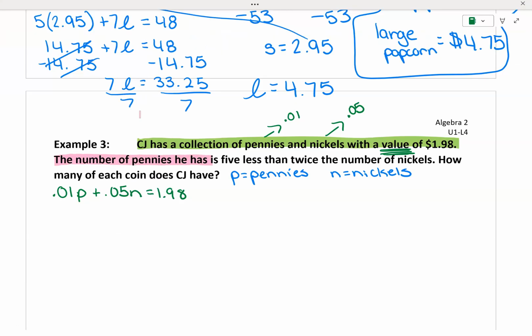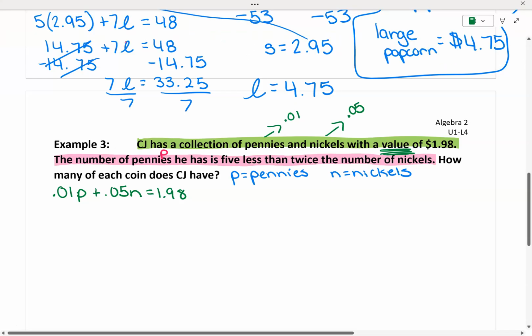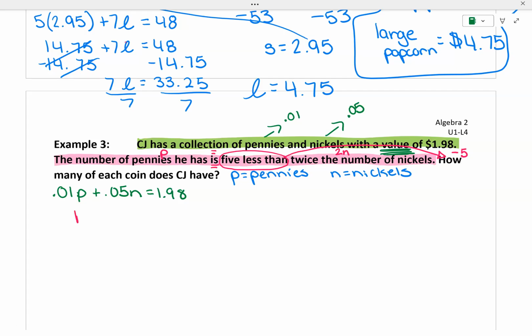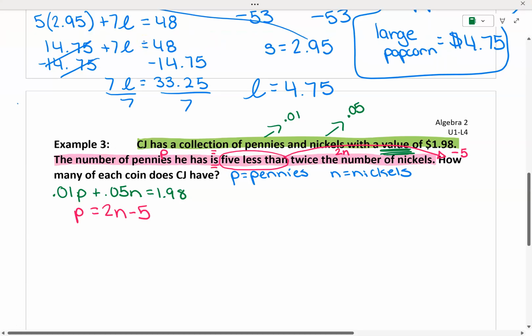The number of pennies he has is 5 less than twice the number of nickels. So let's go through it. The number of pennies he has, that's a P, is means equal. 5 less than. When you see something like this, that means it goes in the back. So I'm going to write minus 5, okay? And then twice the number of nickels is 2n. So we're going to have P equals 2n minus 5. Okay. Now, this problem is actually set up for substitution.